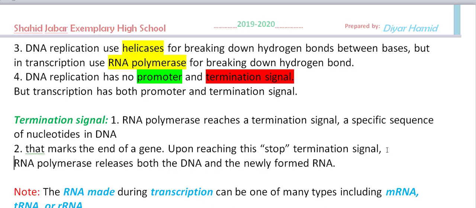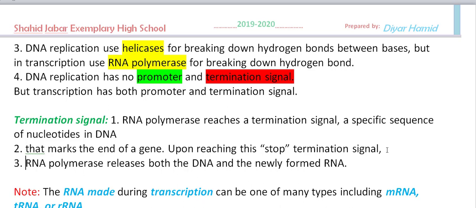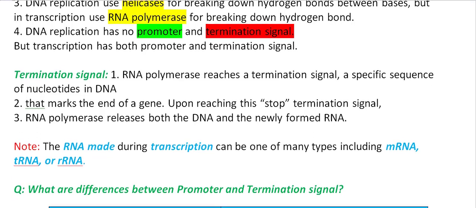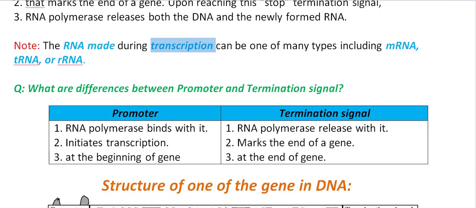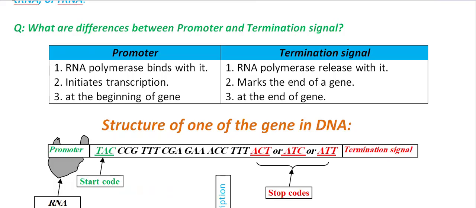Third characteristic: RNA polymerase releases both the DNA and the newly formed RNA. So it is a mark of the ending of the gene, and it stops the transcription. The RNA made during transcription can be one of many types, including mRNA, tRNA, and rRNA. So the product of transcription is one of the following: mRNA, tRNA or rRNA, but the product of replication is just DNA.